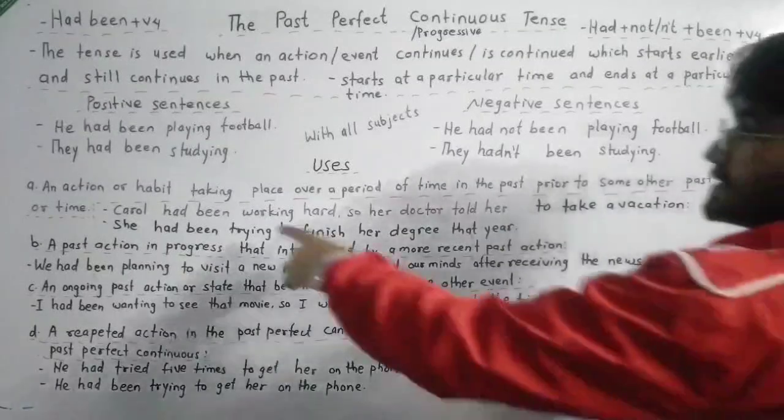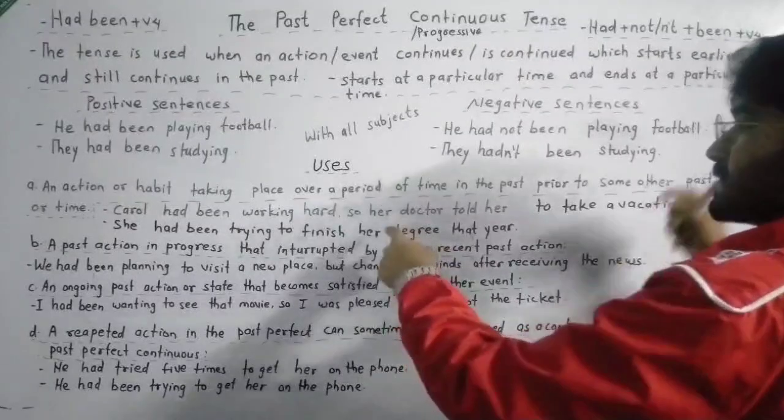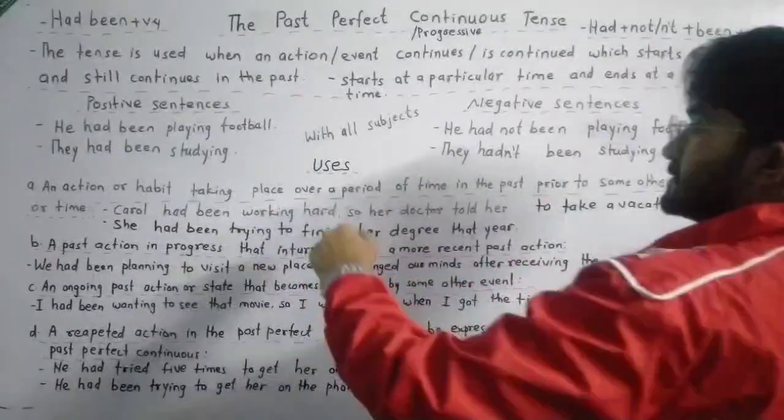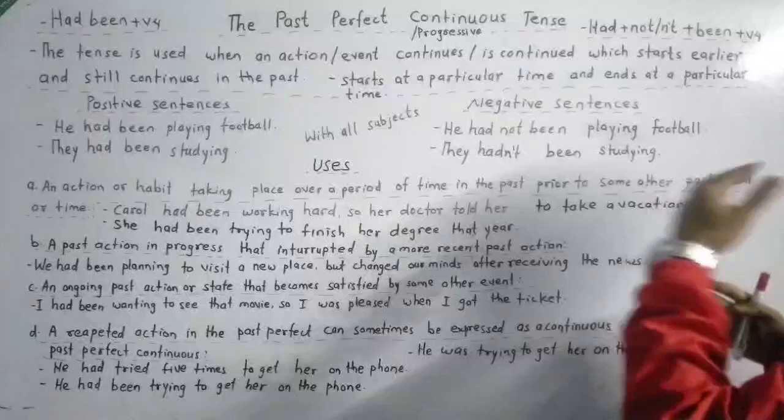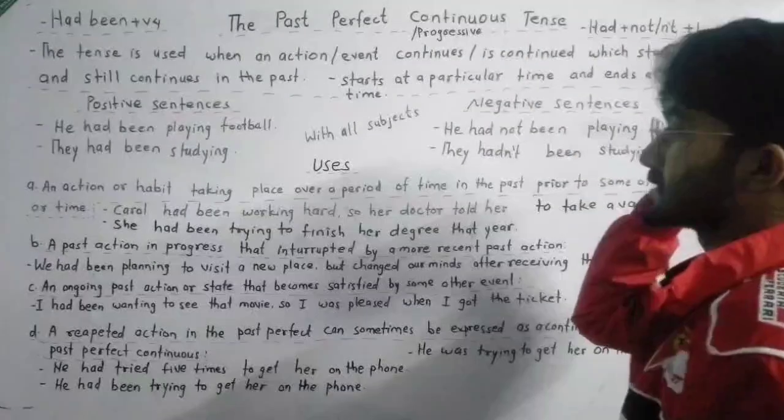It happened. This one happened before this one happened. In such a situation, we can use the past perfect continuous tense.